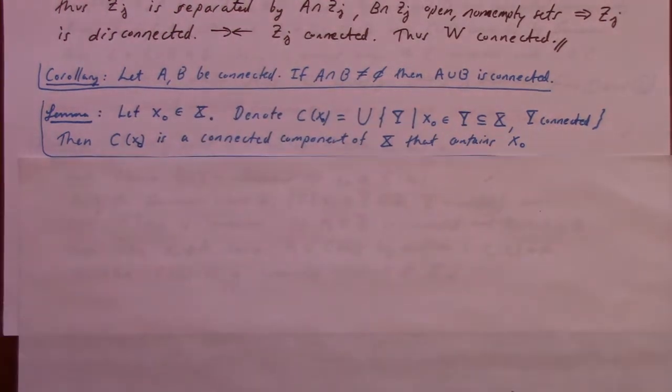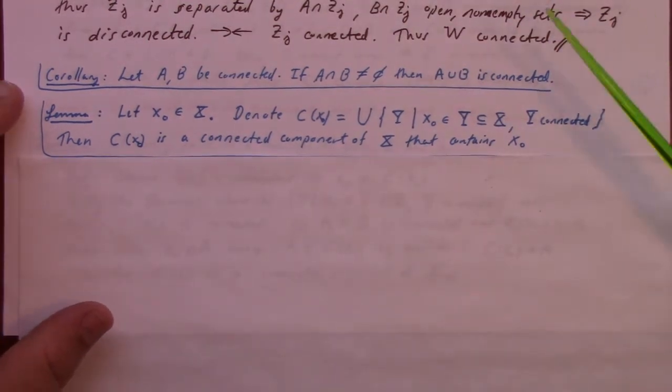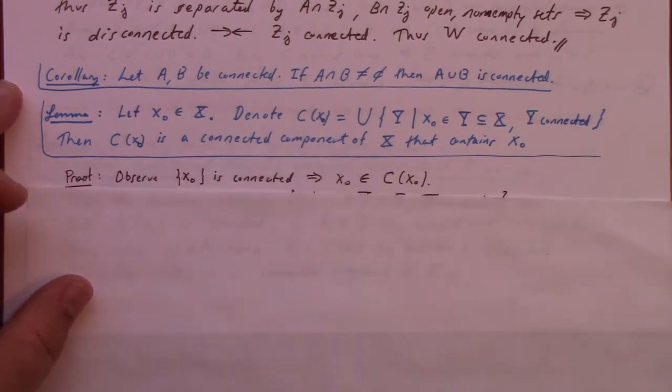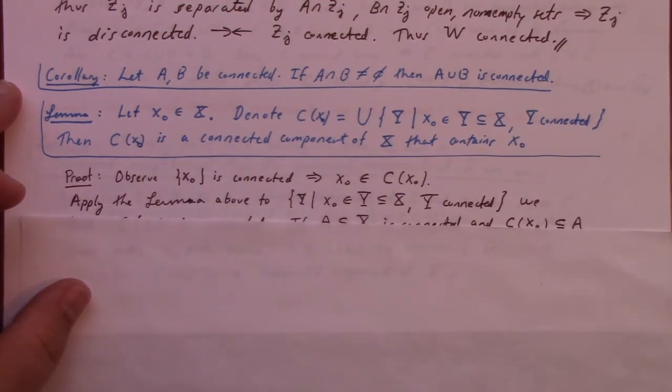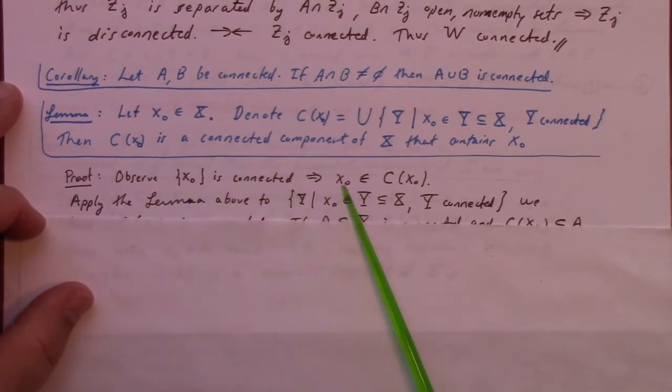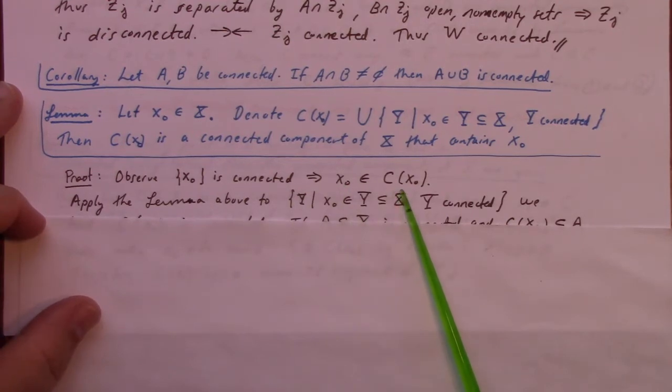C of x naught is a connected component of X that contains x naught. I mean, I think that actually you can argue uniqueness from this, but anyway, here we go. So observe that x naught, the singleton just containing one point, is connected, which means that x naught is an element of the connected component. I need a name for this. C of x naught. That will be my name for now.